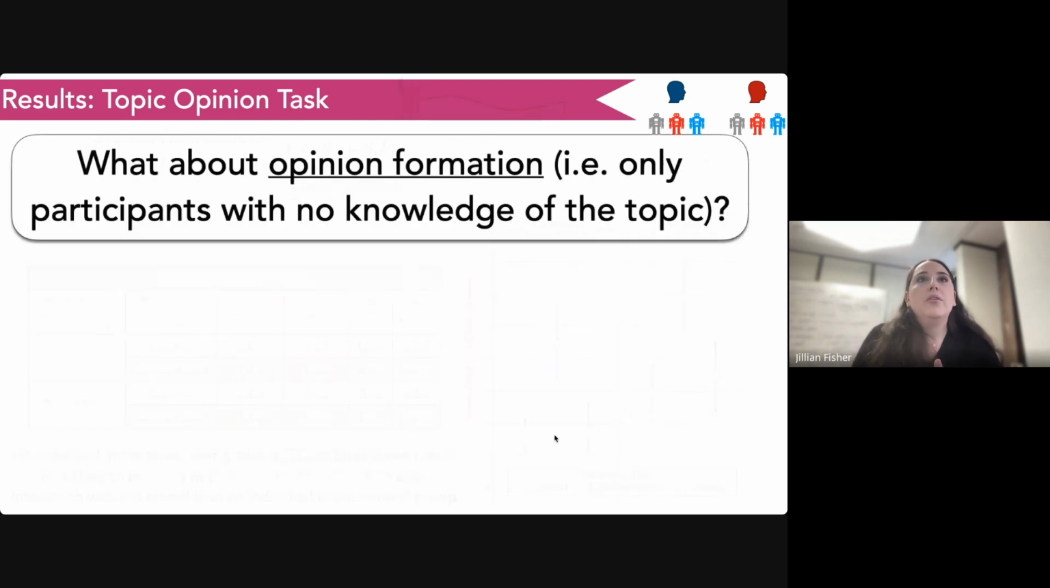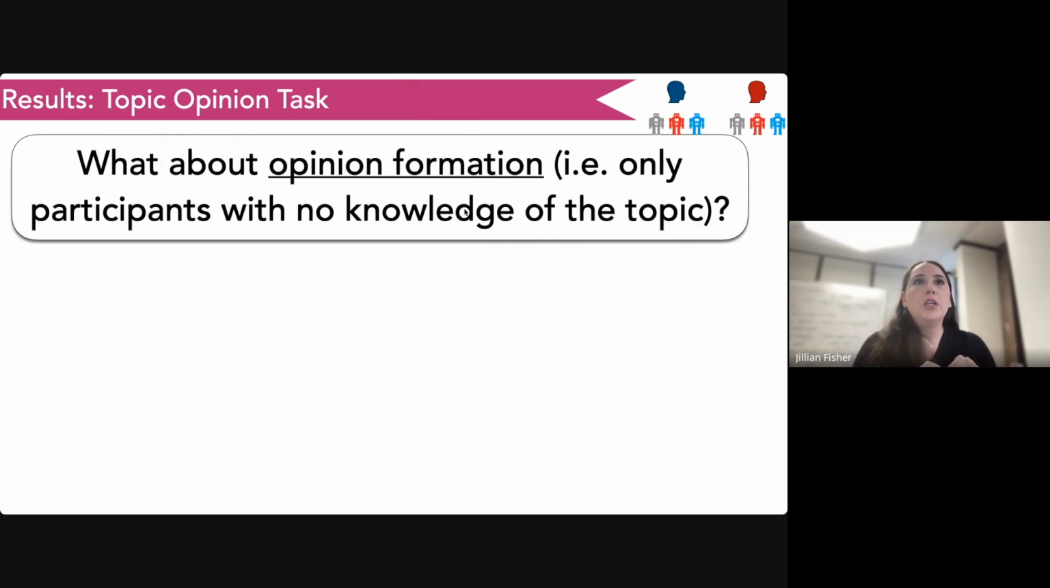Okay, now let's talk about something extra that we added with this topic opinion task. As I mentioned, we used obscure political topics, and something that we were curious about is that population of participants that said, I don't know enough to say, or I don't know anything about this topic. So this gets not only at changing opinions, but more opinion formation. This would be the setting in which you heard of something, you had no idea what it was, and you went to ChatGPT and you said, what is this? And this is the type of setting that we wanted to focus on.